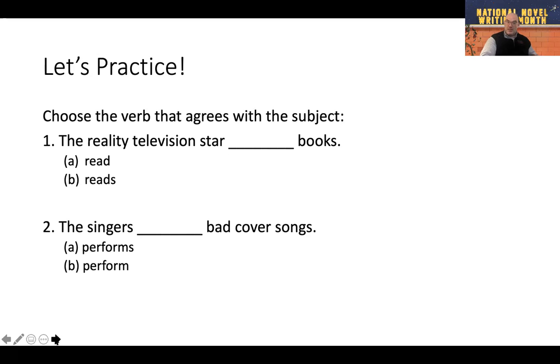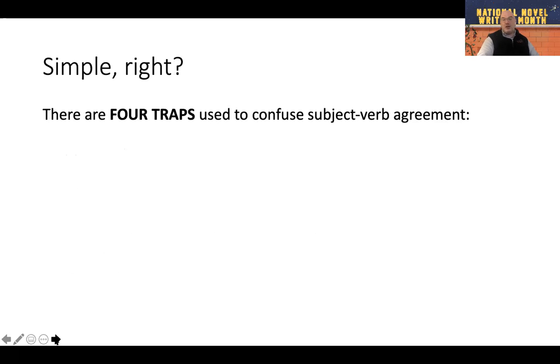Okay? So this is not tough off the bat, but there are four traps basically that can get you when it comes to subject-verb agreement. All right, and so I want to take some time to look at each of these four traps, and these are traps that kind of trip up everybody. Okay, the first one is the interrupting phrase, and we're going to look at some really complex examples of what each one of these looks like out in the real world when you encounter them in writing.